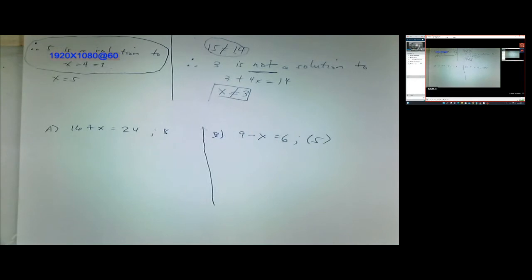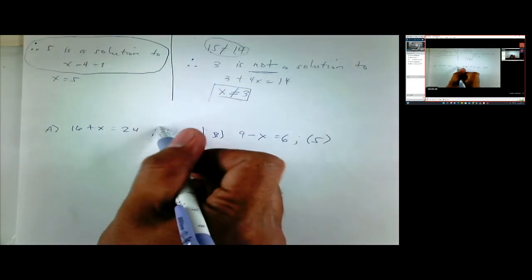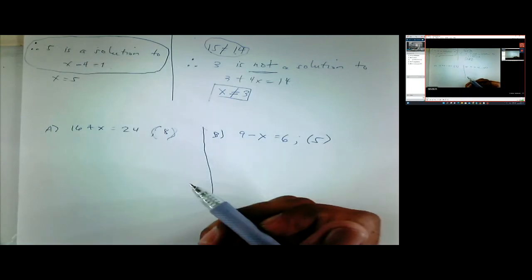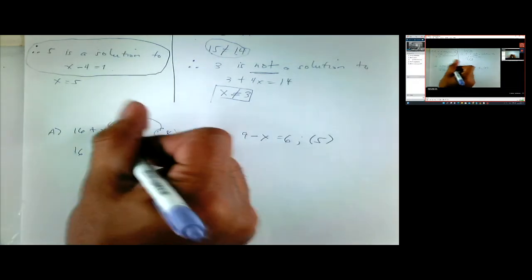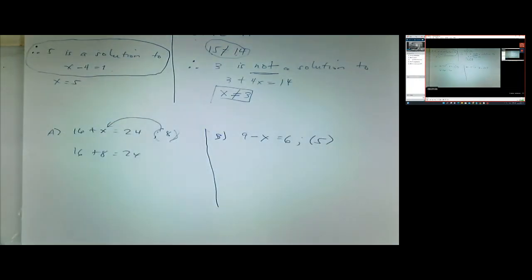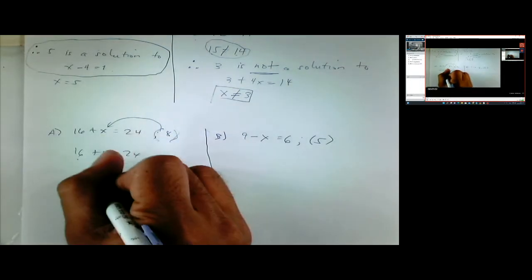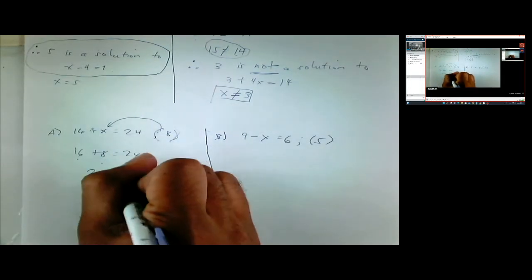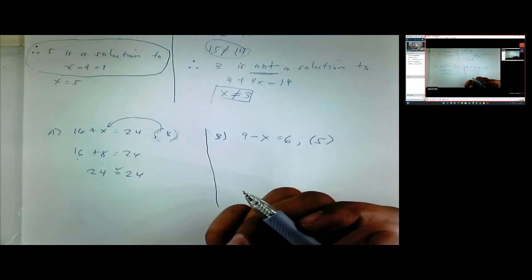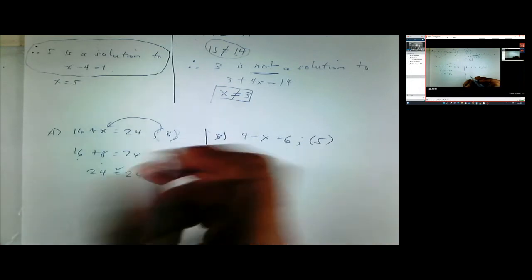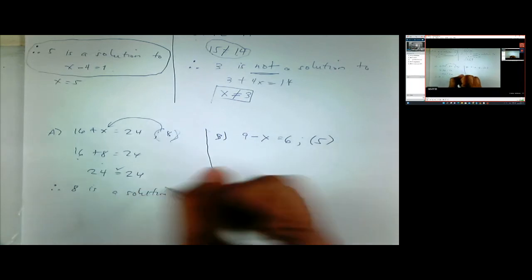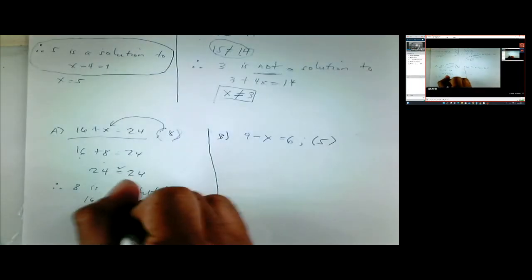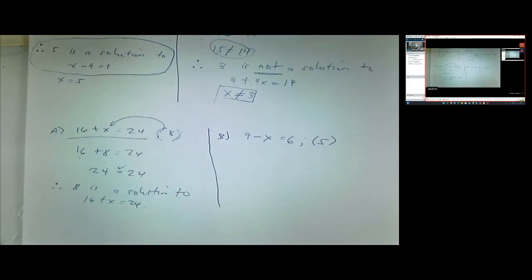Okay, so let us have this one. We have 16 plus x is equal to 24, right? We're going to determine if 8 is a solution. So you will have 16 plus 8 equals 24. Again, you just substitute the given value to our variable. And so what is 16 plus 8? That is 24 equals 24. And since the left side and the right side of the equation are equal, therefore 8 is a solution to the given equation 16 plus x equals 24.